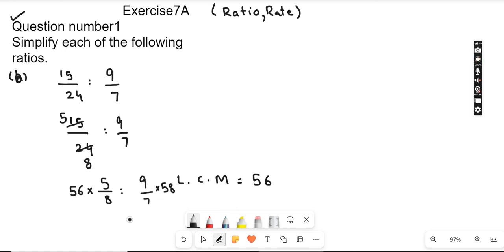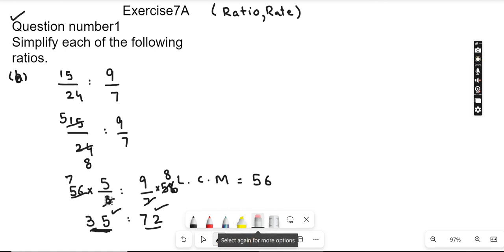And finally, you come with 35 ratio 72. Now just look at these two numbers. Are these divisible by any other number or not? These two numbers does not come in any table, both of these numbers. तो you will stop here. अगर ये दोनों एक ही टेबल में आएंगे फिर आप कंटिन्यू करेंगे, अदरवाइज आप इसको यहाँ पे स्टॉप कर देंगे.